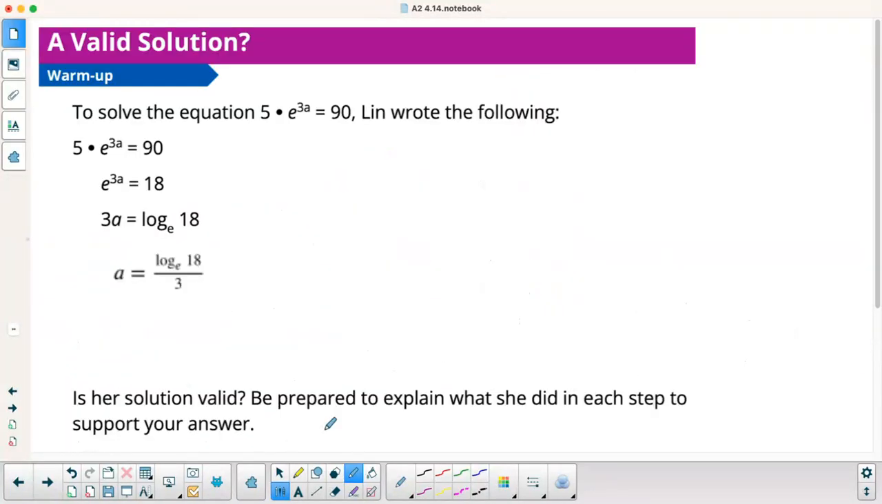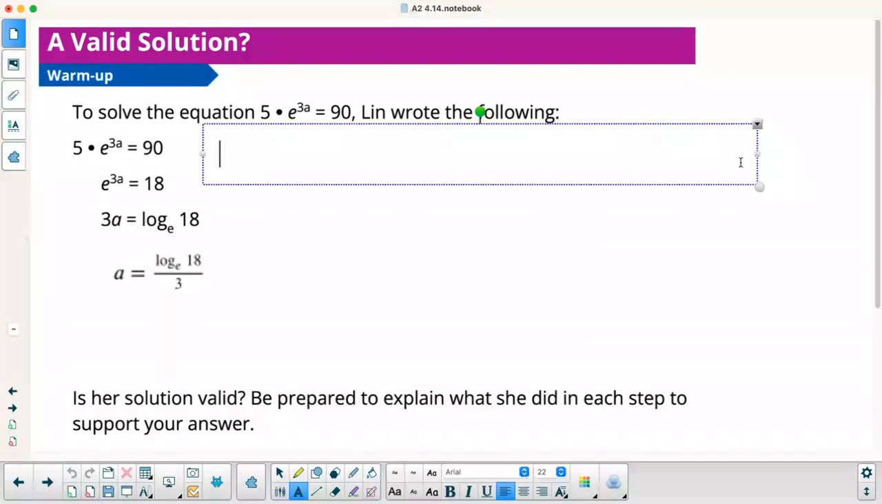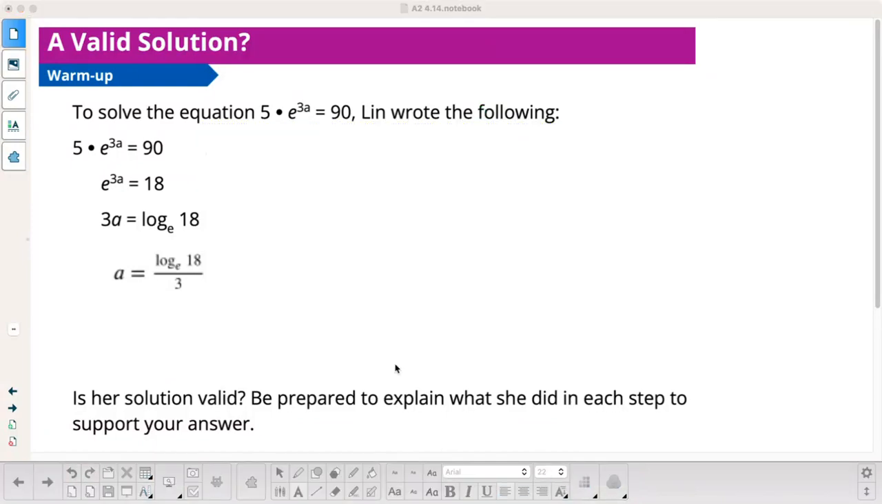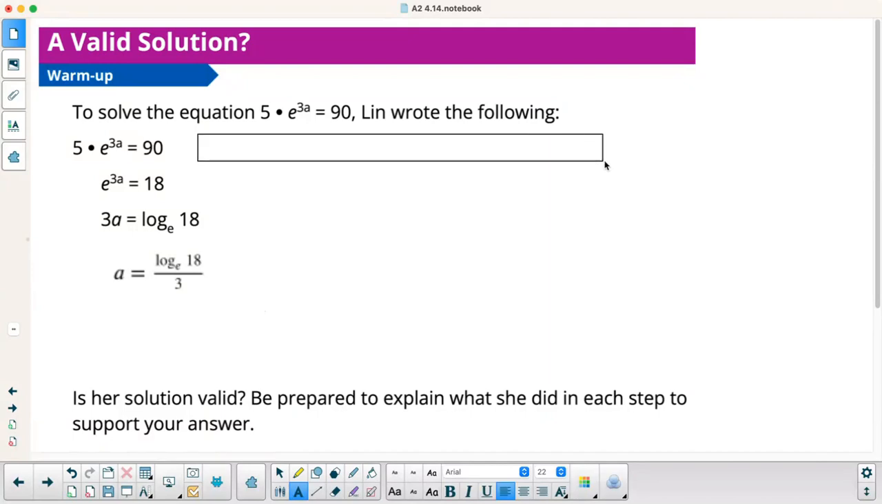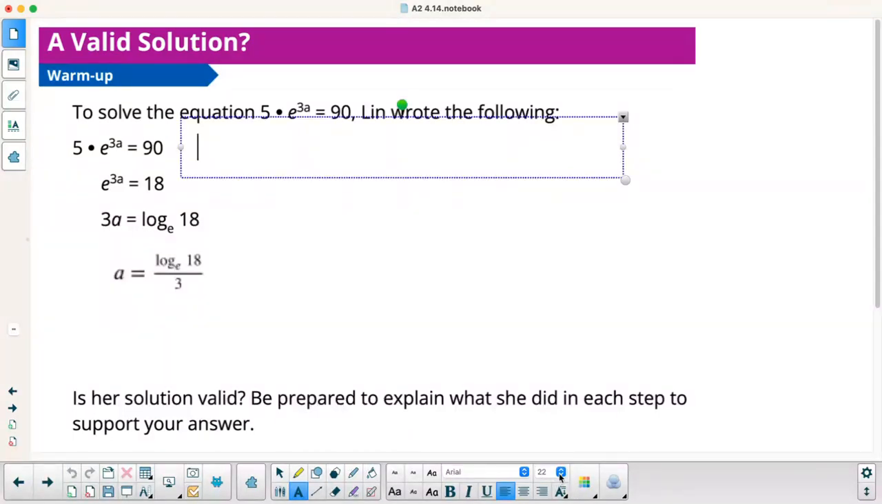All right, so to solve this equation, Lynn wrote the following. Is her solution valid? Be prepared to explain what she did in each step to support your answer. Okay, so it looks like in that first step she divided by 5 on both sides.